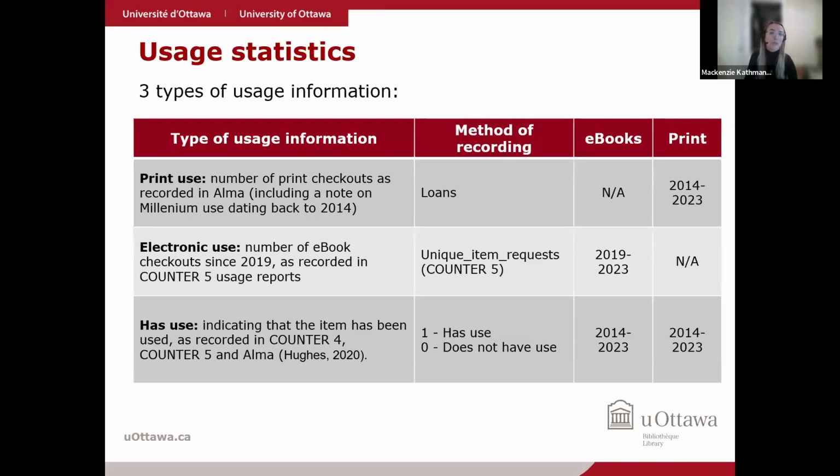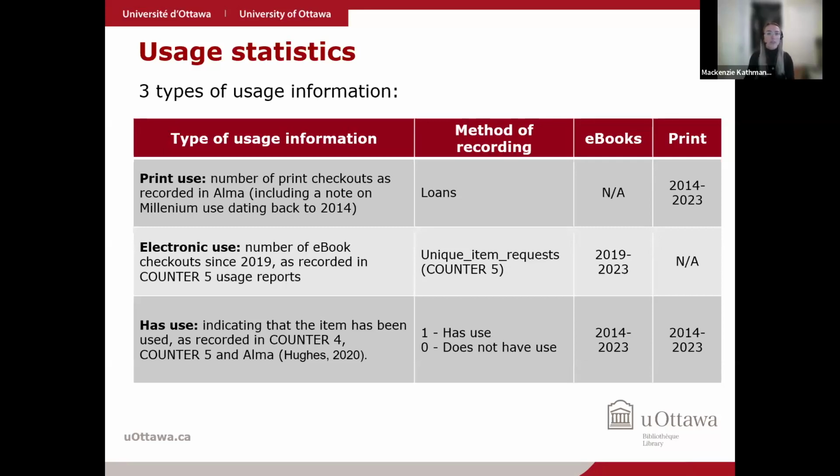My colleague Ingrid Moiselle pointed me to a wonderful paper by Michael Hughes, How I Stopped Worrying and Learned to Love the Usage Data. And that led me to include a column where I simply record 1 for has use and a 0 for does not have use. Founded on Hughes's research, I was able to leverage and normalize the Counter 4 data just by ignoring the amount of uses and focusing on the fact that the item was used. So this means that for ebooks dating back to 2014, we consistently know what has and has not been used.